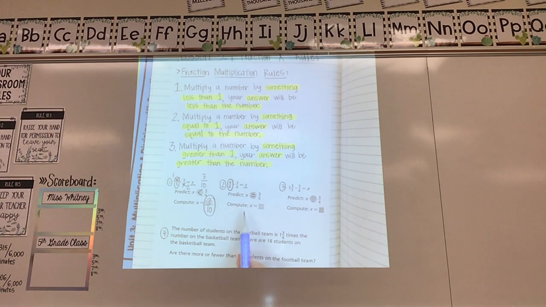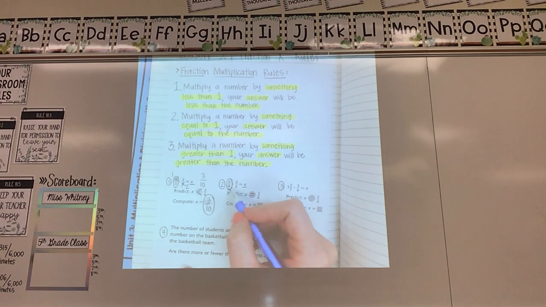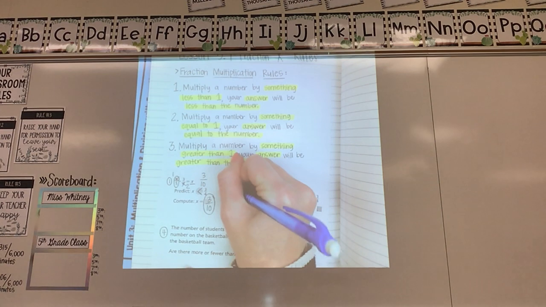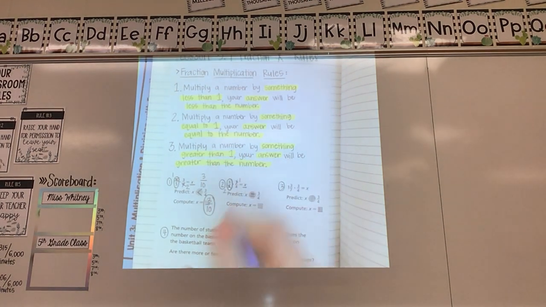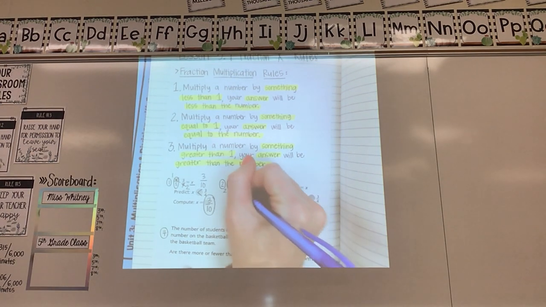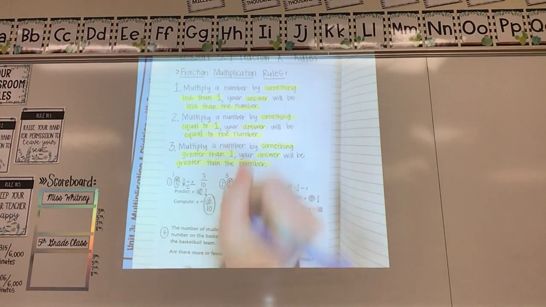Then it says compute, which means find the real answer. Let's simplify first if we can. 3 and 6, well, 3 will go into both of those, so 3 goes into 3 one time, 3 goes into 6 2 times. Other way, 6 and 4, well, 2 will go into both of those. So 2 will go into 4 2 times.